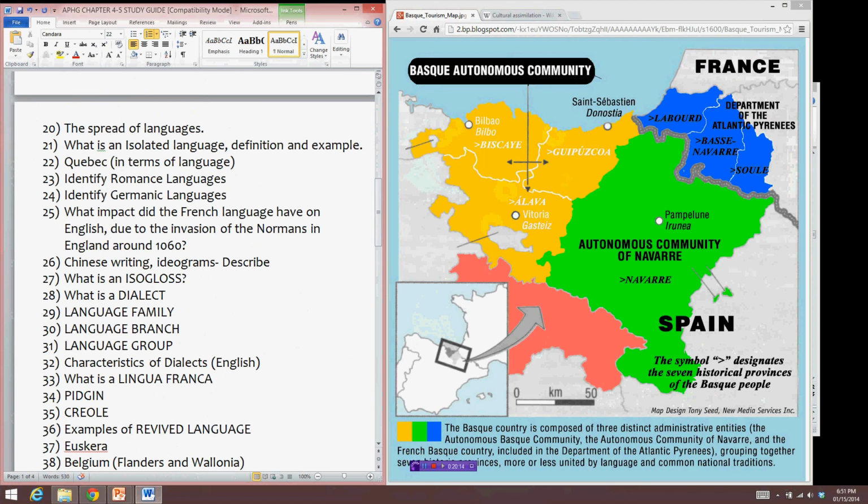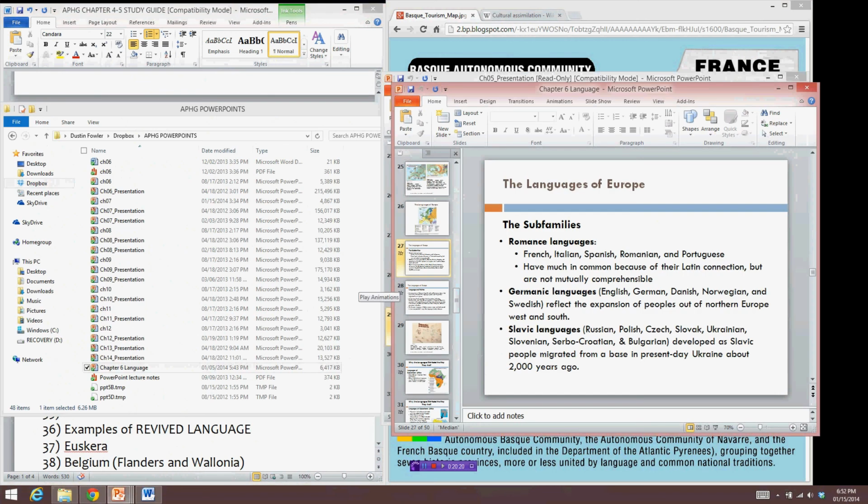What are some other examples of Romance and Germanic languages that I want you to know? There's some right there. We talked about them in class. Romance languages, mainly just the big five, all right? French, Italian, Spanish, Romanian, Portuguese. There are others listed on a map in your book. I'm not worried so much about those. I want you to know those ones right there. Germanic languages: English, German, Danish, Norwegian, Swedish are a few examples.